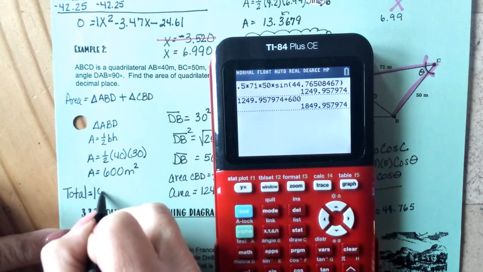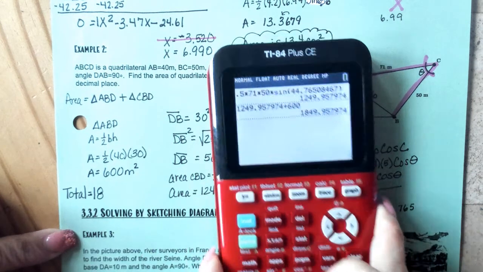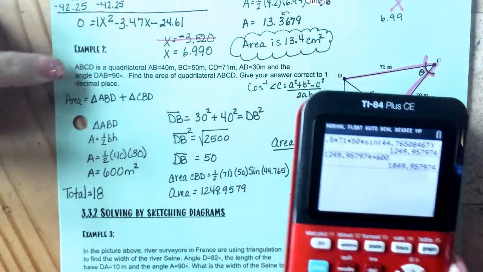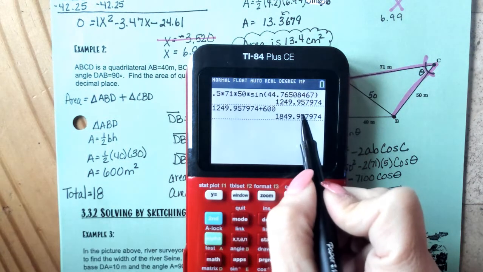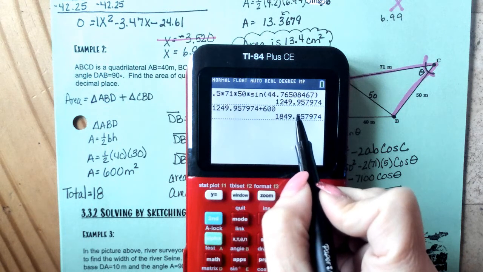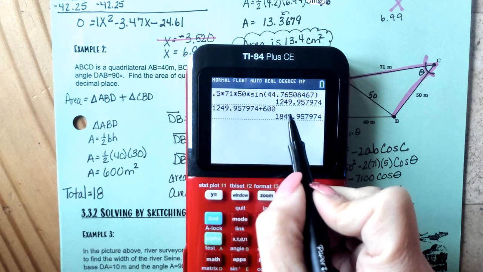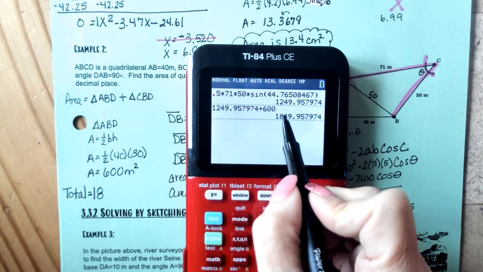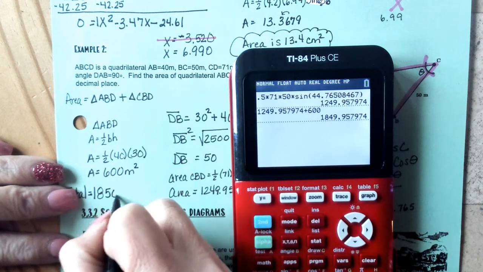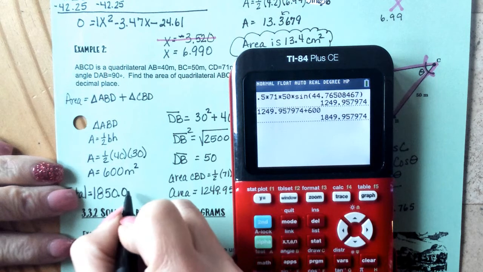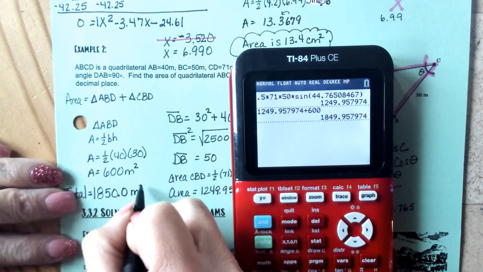Equals 1849.79. And just so I don't have to do it again, give your answer correct to one decimal place. Okay. The 9 is going to round the 7 to an 8, the 8 is going to round the 4 to a 5. So I'm going to end up getting 1850. They wanted a decimal, so I'm going to put it there. Meters squared.